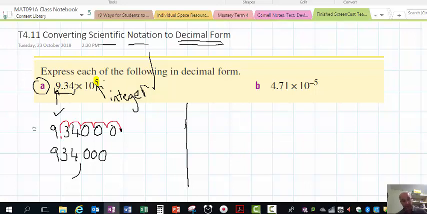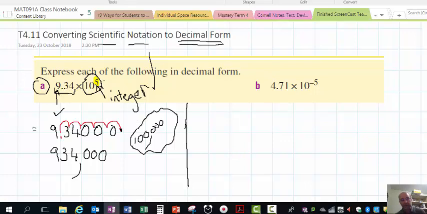And that makes sense because we're multiplying by 10 to the 5, and if you think about it, 10 to the 5 is 10 to the 1, 2, 3, 4, 5. We're multiplying by 100,000. Okay, so we've got 934,000.